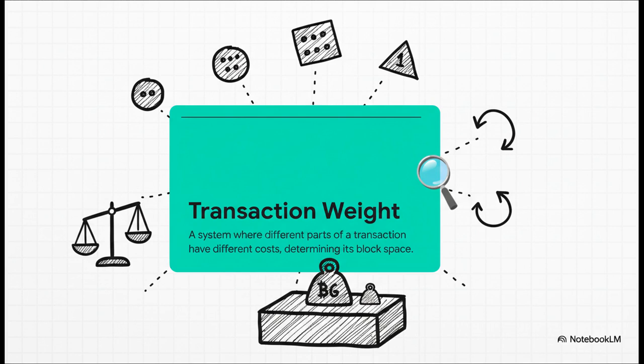So what is transaction weight, really? The best way to think about it is like a system where different parts of your transaction have different price tags or costs. So instead of just looking at the size in bytes, the network actually assigns a heaviness to each little piece of data. And that's what decides how much of that super valuable block space it's going to take up.